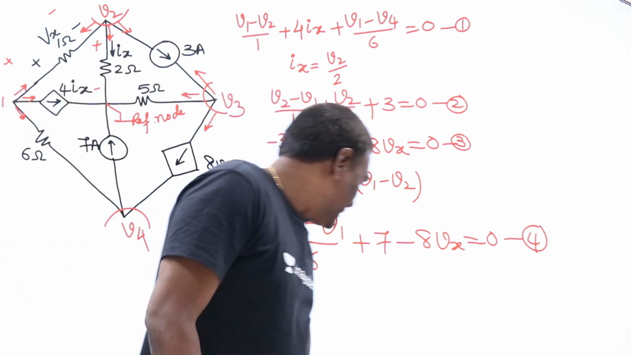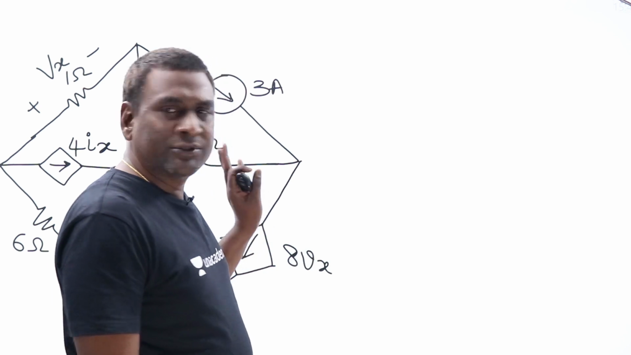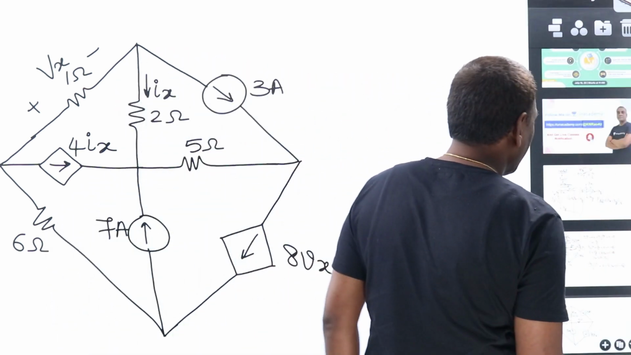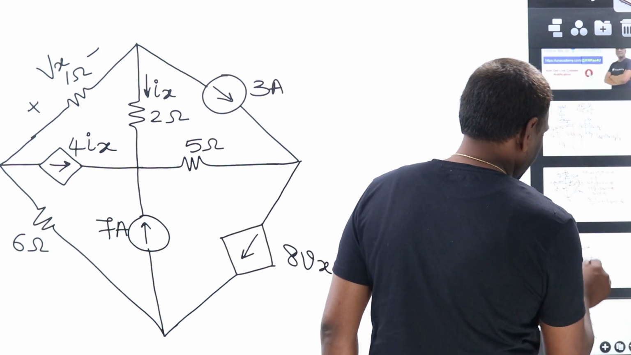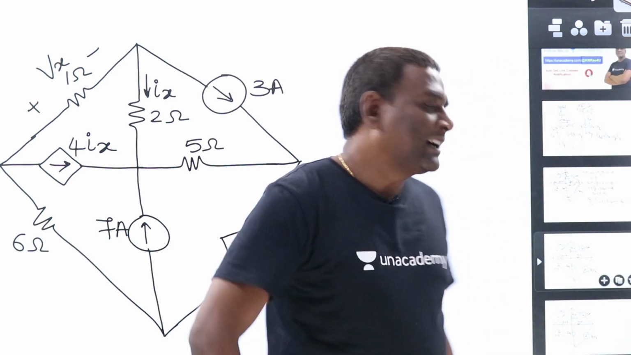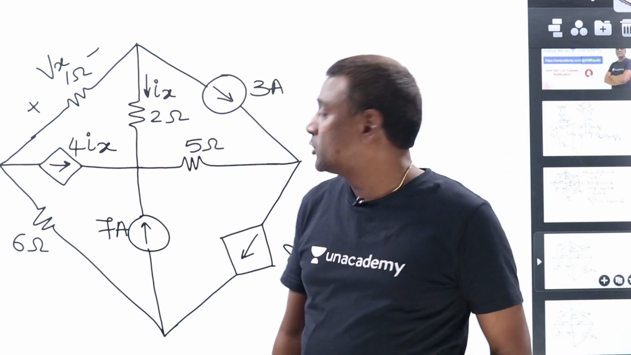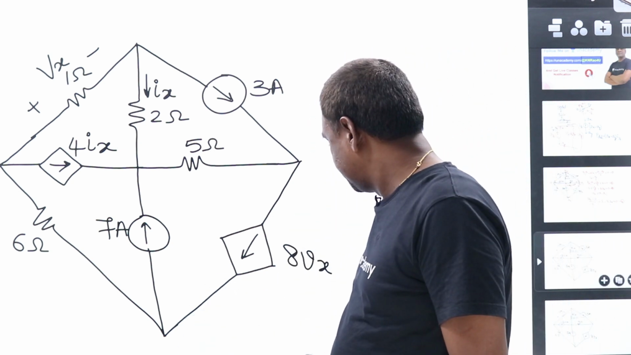Okay. Now let us take the next one. Same problem I have taken. Let me make a copy of it. Now let me convert one of the current sources into a voltage source.